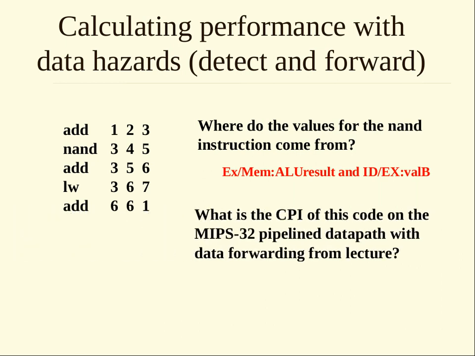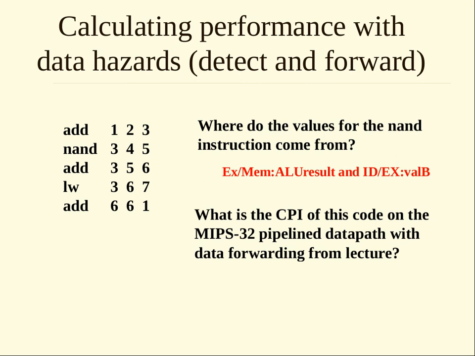What is the CPI of this code on the MIPS 32 pipeline data path with data forwarding from lecture? All right, here we go. Putting it all together. Do some math. So how long does it take to complete this one? 5. This one? 6. Completes at 6. This guy?